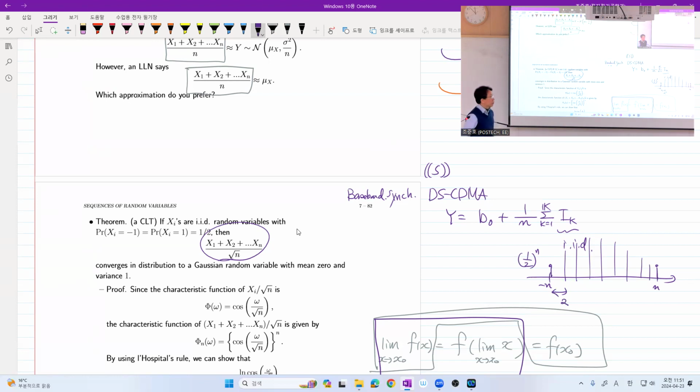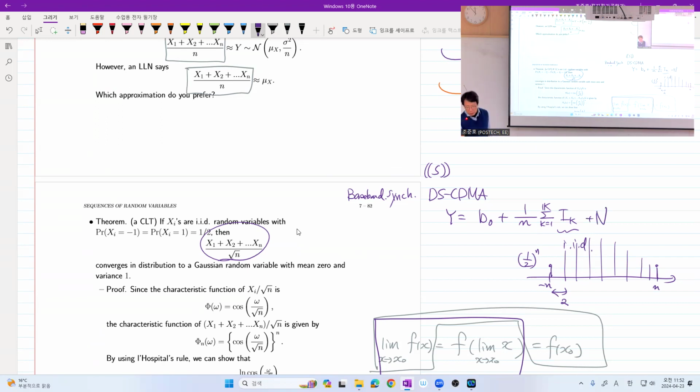And then you have increasing probability masses, and the distance is 2. Got it? So for example, if n is 36, you start from negative 36, negative 34, 32, and so on, up to positive 32. And then you have noise, Gaussian.